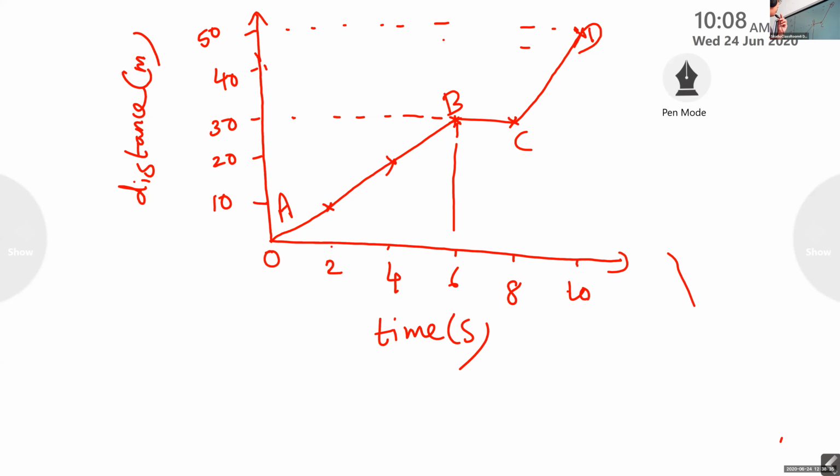So the first question was, what does AB indicate? Uniform motion. So your answer should be: AB indicates uniform motion, because the graph is just like a uniform motion graph. So write down: AB indicates uniform motion. That is the answer for part A.